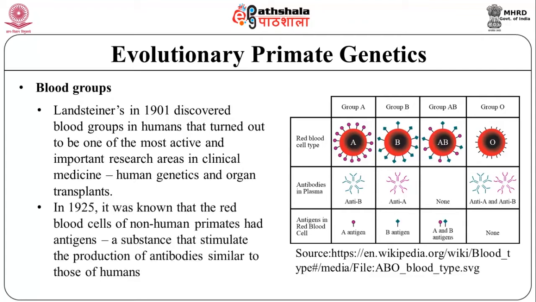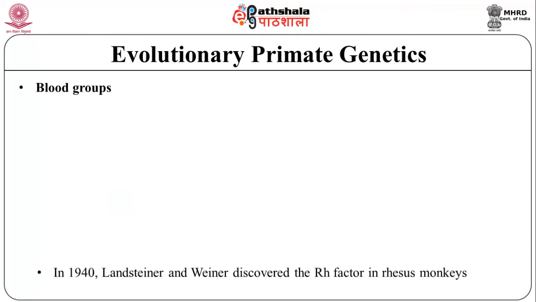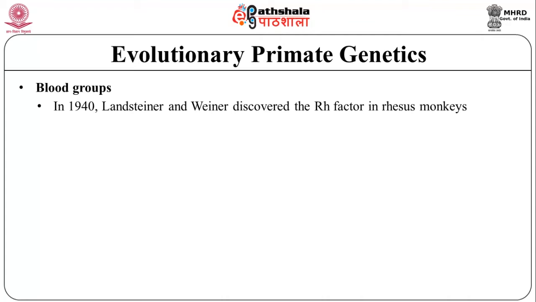As early as 1925, it was known that the red blood cells of the non-human primates had antigen, a substance that stimulates the production of antibodies similar to those of the humans. Then in 1940, Landsteiner and Wiener discovered the Rh factor in rhesus monkeys, one of the most important discoveries in the history of the blood group studies in primates.